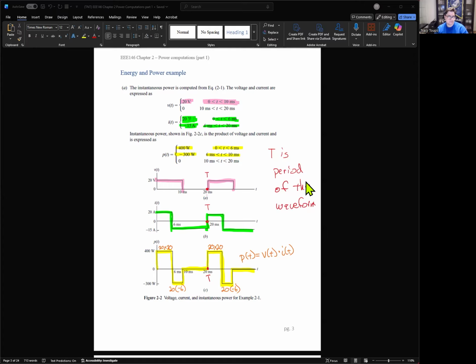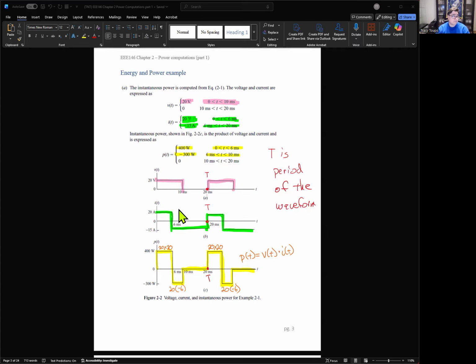Okay. Current is going to be 20 amps between 0 and 6 milliseconds, and then it'll be negative 15 amps between 6 milliseconds and 20 milliseconds. So we have current flowing in the positive direction, and then it reverses to the negative direction, and then it repeats itself over and over again. Okay, so if I have a voltage and a current, notice it's V of t, I of t, in my circuit, can I figure out my instantaneous power at every second or every millisecond?